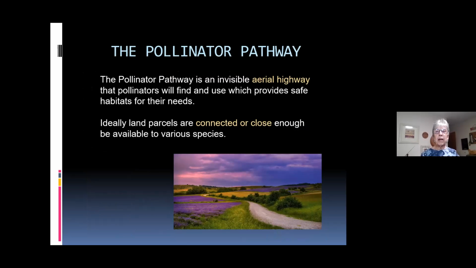The Pollinator Pathways, when I first heard of this, I'm like, what are they talking about? What on earth could that be? And it's really an invisible aerial highway that the pollinators will find and use, because it connects parcels which are safe for them to use as habitats. So safe meaning that there's nesting sites, there's floral resources, there's no pesticides, and they're close enough that they're available to various species.